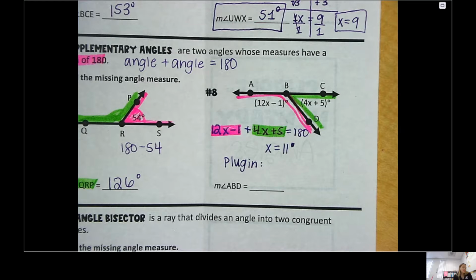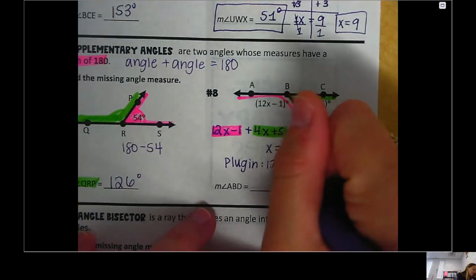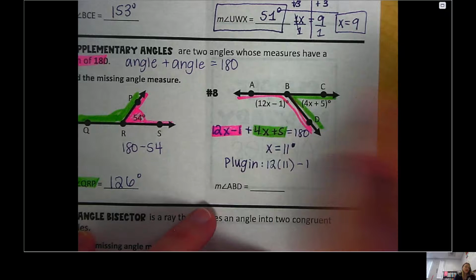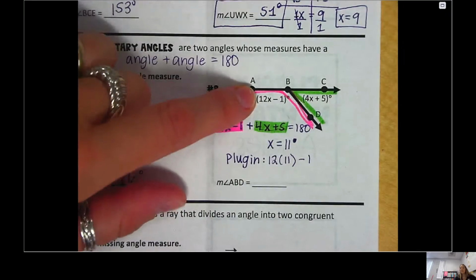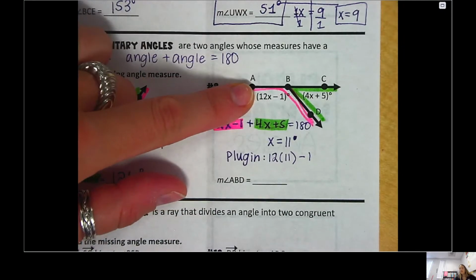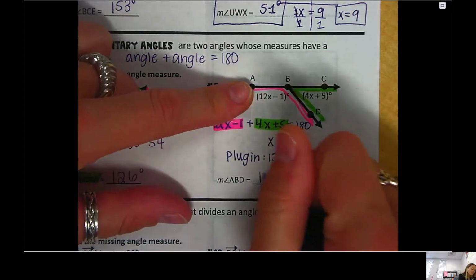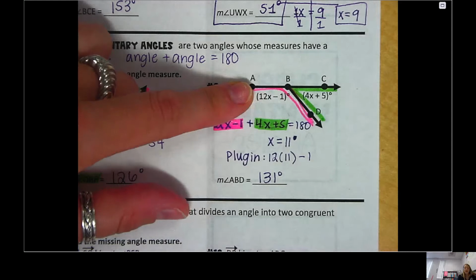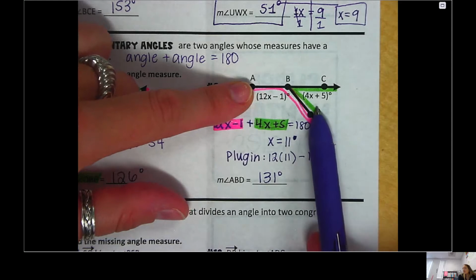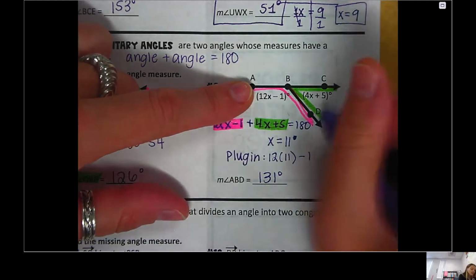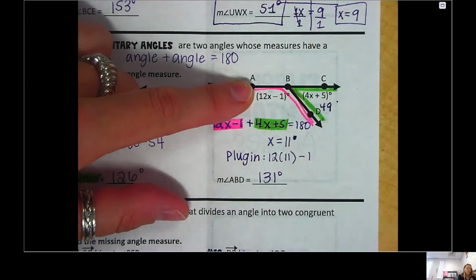When you plug it in, what do you get for the pink angle here? 12 times 11 minus 1, what do you get? 131. And then if you plug it in over here, Chelsea, what'd you get over here? 49. So if you wanted to, you could check your work. Does 49 plus 131 equal 180? Yes, it does. And you're good.